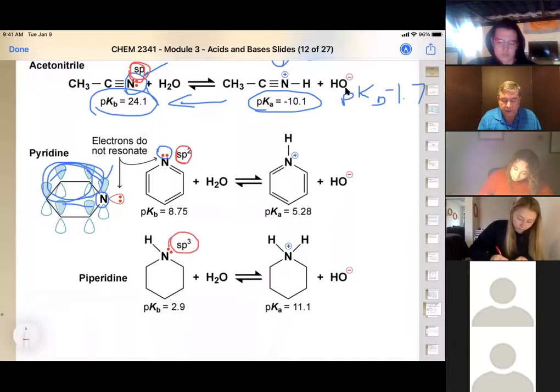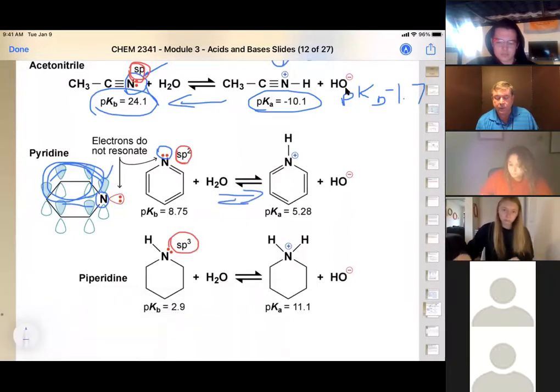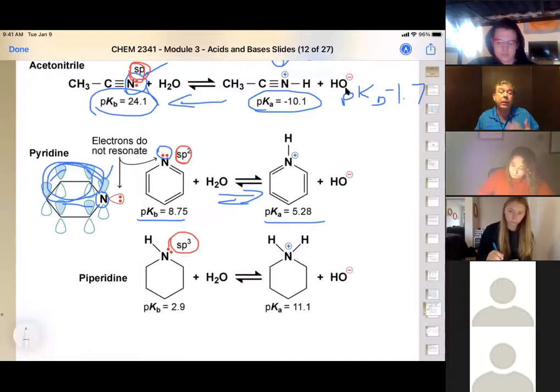Okay, so if we look at its ability to react with water here, when our pKb is more basic, it's still a weak base, but it's more basic. Our conjugate acid is a weaker acid than in the previous case here. So that stronger base is making the weaker conjugate acid, and this is directly due to the hybridization of that sp2.